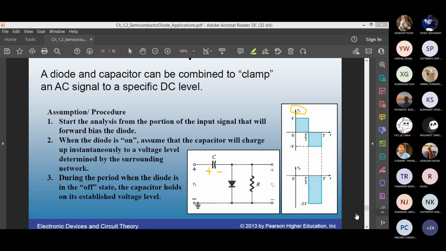Now, what is the behavior of a capacitor? When you put voltage across the capacitor, it keeps charging to that voltage, but it takes some time because there is something called the time constant. Depending on the resistor and capacitor values, it takes 5 time constants to fully charge. But when the diode is on, we have to make an assumption that the capacitor will charge instantaneously to the voltage level, which will be determined by the surrounding network. What is the meaning of that?